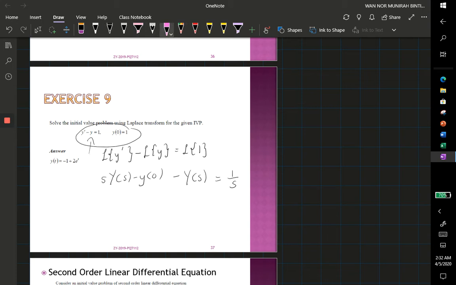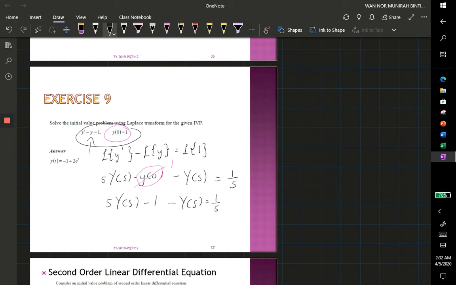The second step is you need to substitute the initial condition. You have y(0) equals 1. So this one is y(0), which equals 1. Just to simplify the function, we have sY(s) minus 1 minus Y(s) equals 1 over s.